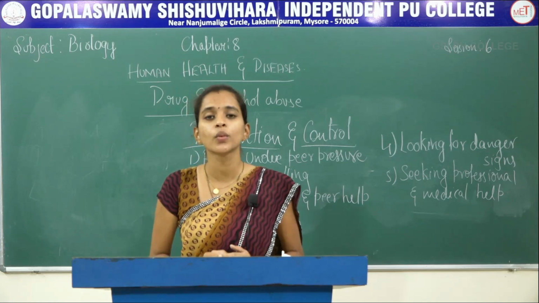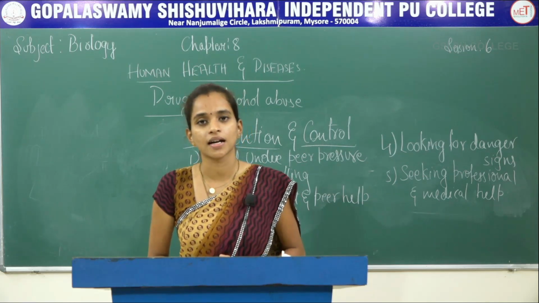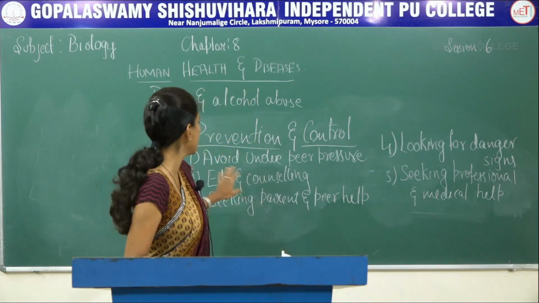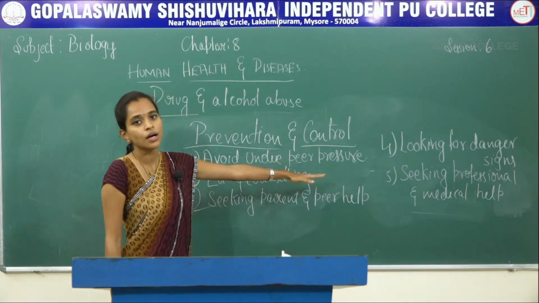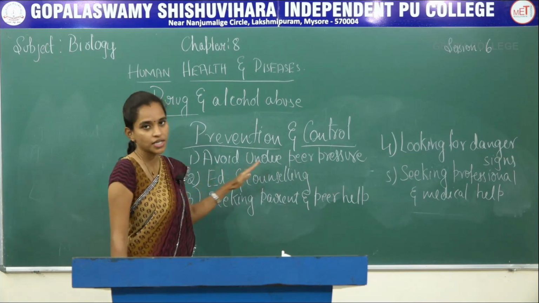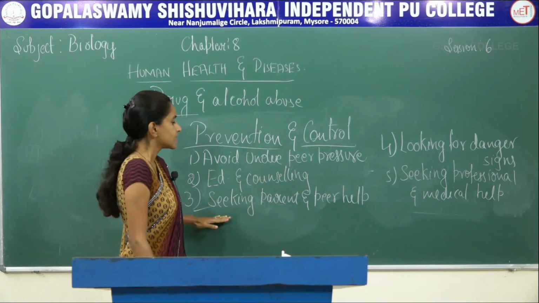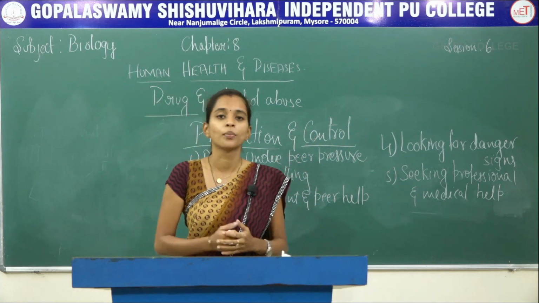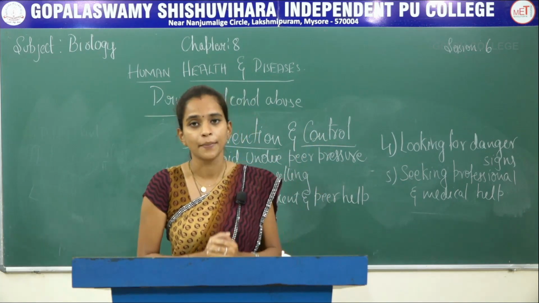So these are the different ways to prevent as well as control drug and alcohol abuse. That is avoiding undue peer pressure, educating and counseling, seeking parents' and peers' help, looking for dangerous signs and obtaining professional as well as medical help.